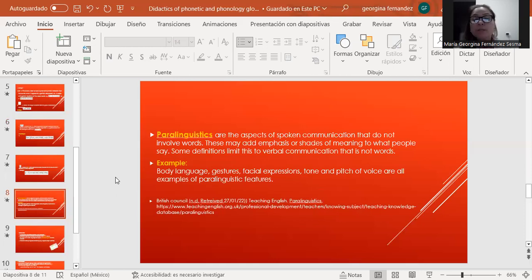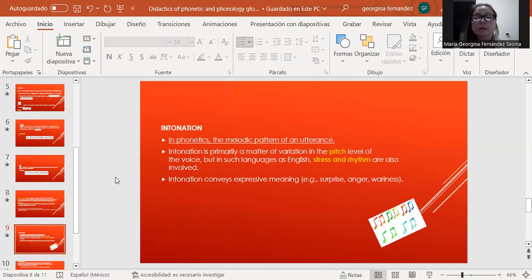The next term is paralinguistics. Paralinguistics are the aspects of spoken communication that do not involve words. This may add emphasis or shades of meaning to what people say. Some definitions limit this to verbal communication that is not words. Example: body language, gestures, facial expressions, tone, and pitch of voice are all examples of paralinguistic features.